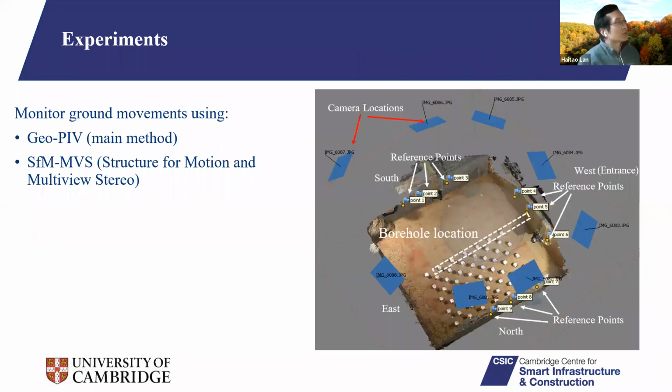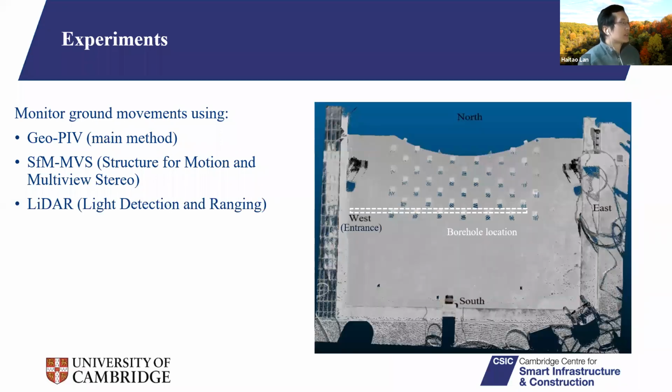We also use structure from motion and multi-view stereo, as well as LiDAR, light detection and ranging, to build those dense point clouds, so we can compare the vertical displacements before and after the tests. In this presentation, I will talk about the results from the GeoPIV. That's the main method I use for this test.